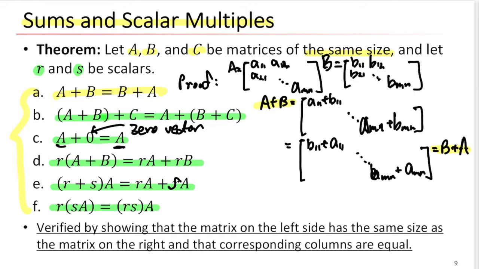Okay, so as you can see, each property can be verified by showing that the matrix on the left hand side has the same size as the matrix on the right hand side, and then corresponding columns are equal, something like this. So I guess you can easily prove these properties. Please try to prove them by yourself. Okay.